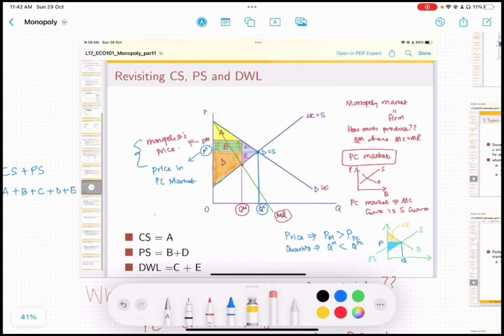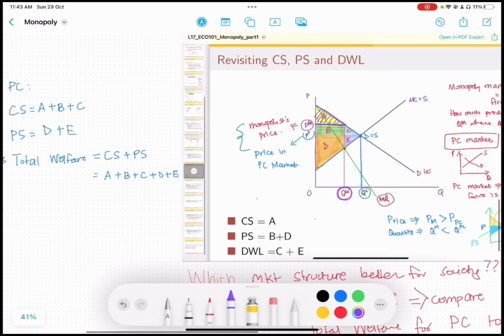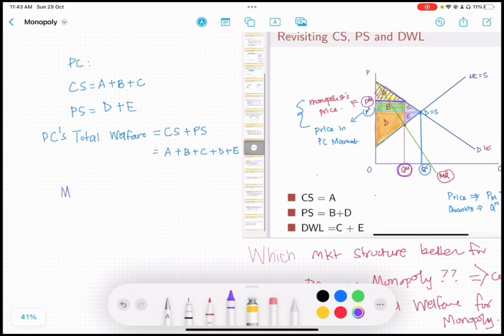For the monopolist, our focus is going to be this price and this quantity. This is going to be our focus. So the monopolist is charging this price, which means consumer surplus is just the area under the demand curve and above the monopolist price, right? So this is actually the consumer surplus for the monopolist. Let me just write that down. Monopoly consumer surplus is A.